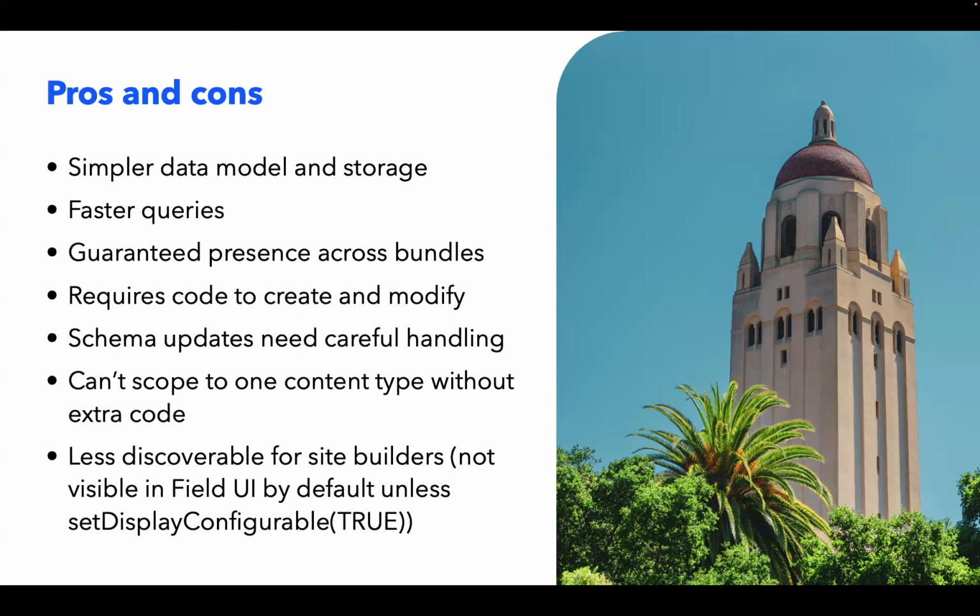And so because base fields are consistent across all bundles within an entity type, you can't scope that field to just one. For example, with nodes, you can't scope it to just a content type, just to one taxonomy vocabulary without writing additional code. And then one of the things that I think is a downside to base fields is that it's not visible to site editors or site creators who are going to the field UI.